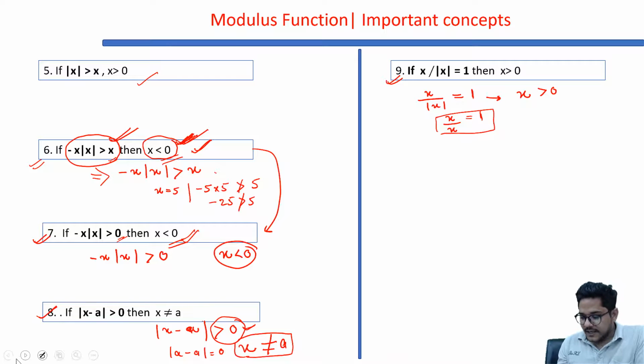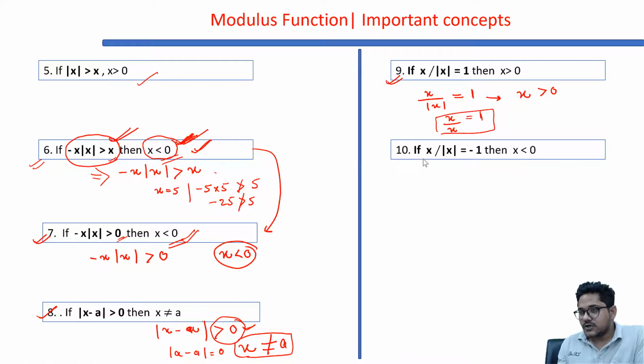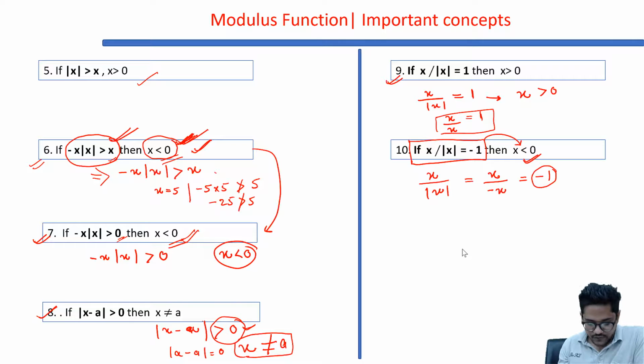Similarly, there is another property. If x upon modulus of x is minus 1, then we are sure that x is less than 0. Now what happens? X upon modulus of x, and what happens when x is less than 0? Then we write modulus of x equals minus of x, and this equals minus 1. So if you get this, you can say about the reverse thing, that x is less than 0. So very obvious thing.